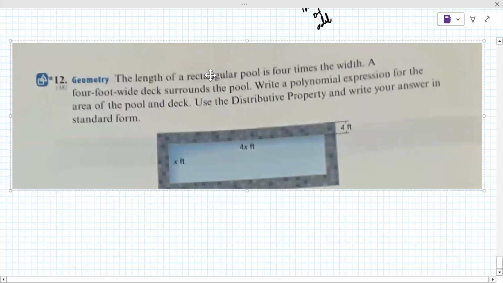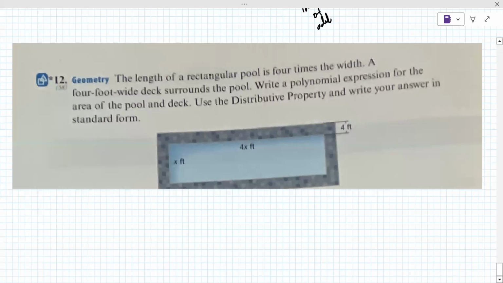All right. The length of a rectangular pool is 4 times the width. So they're giving you the length here. The length is x, and they're multiplying it by 4 to get 4x. A 4-foot wide pool deck surrounds the pool. Write a polynomial expression for the area of the pool and the deck. Use the distributive property to write your answer in standard form.